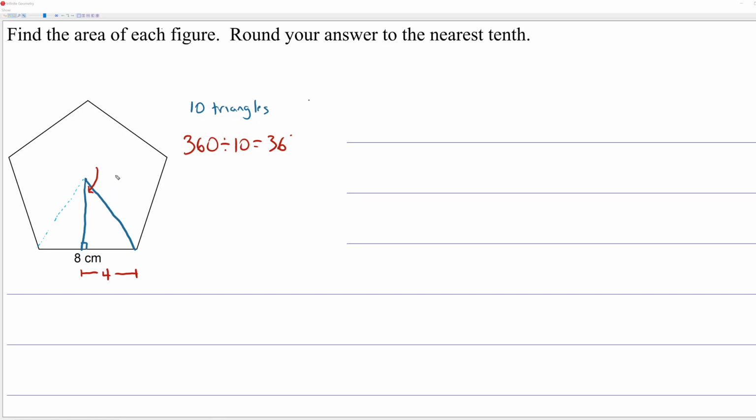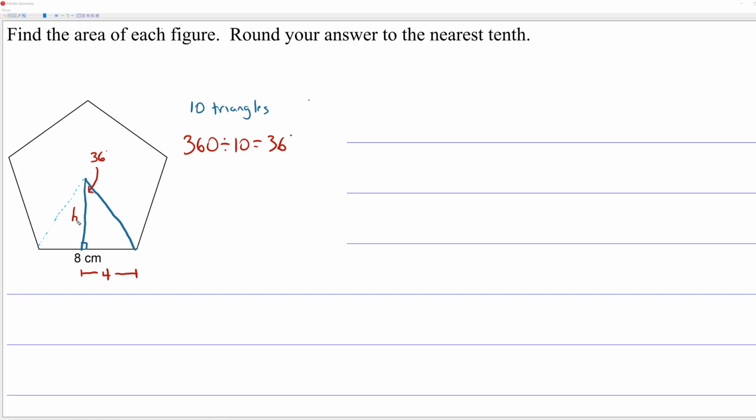So if you had a different example, you'd do the same thing. Ask yourself, how many triangles? Take 360, divide by that number, and that will give you that angle at the top. In this case, though, it's 36 degrees. Now we have enough information to find the area of this right triangle.